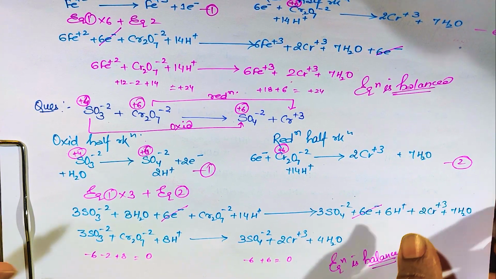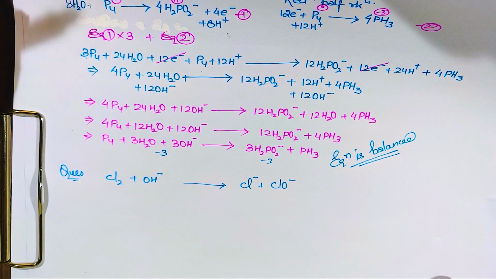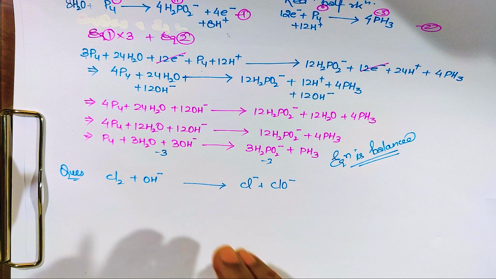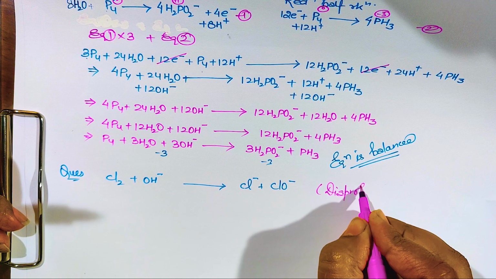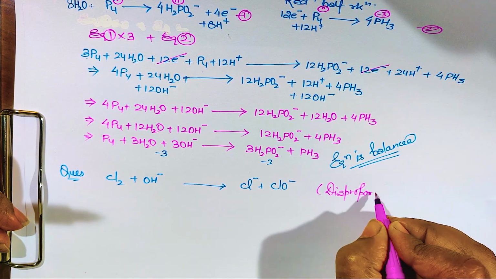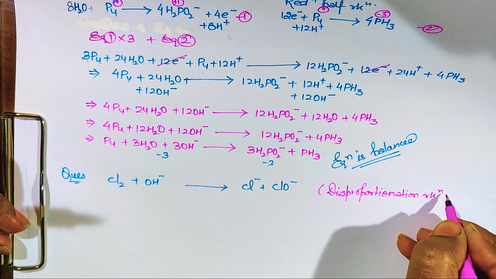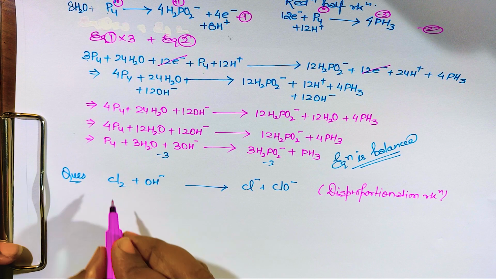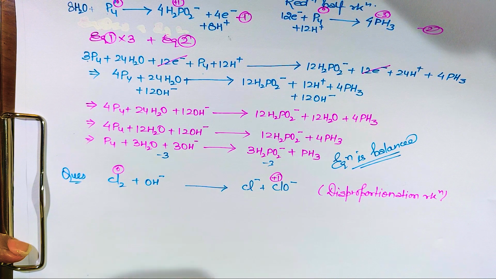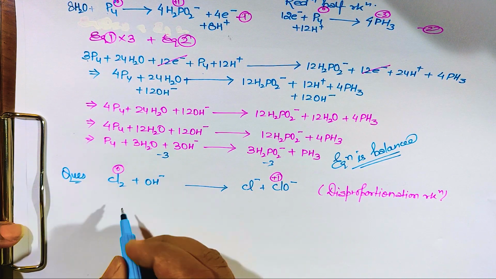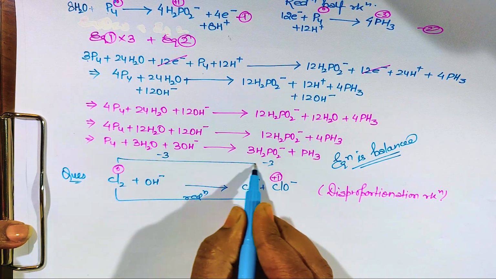Now move to the next question. And that was this: Cl2 plus OH minus gives ClO minus and Cl minus. This is again an example of a disproportionation reaction. Why disproportionation reaction? Because the same element of the same compound undergoes oxidation as well as reduction. Yes. So okay, again find the oxidation number. This is in free state, so 0. Here it is minus 1 and here it is plus 1. Calculate it. Then oxidation and reduction. This is undergoing reduction and this is undergoing oxidation.